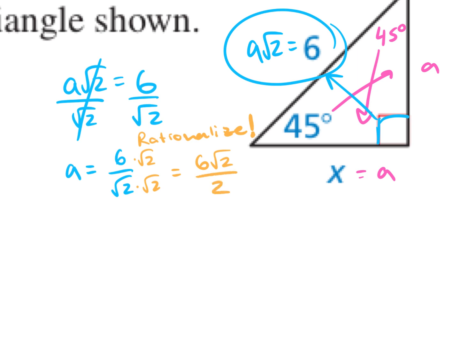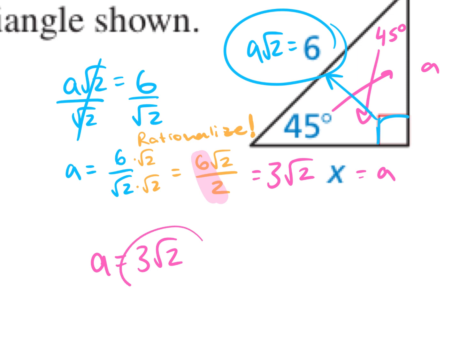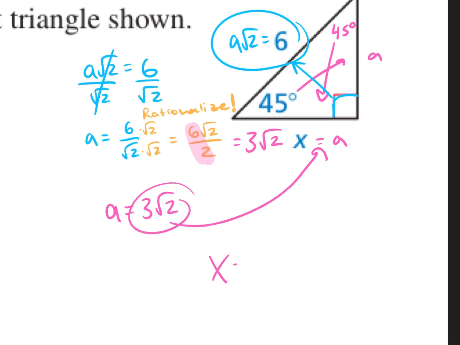Can I simplify this? Awesome. We can divide the 6 by 2, so that gives us 3 square root 2. So A is 3 square root 2. So we would take this, plug it into the A. So what does x equal? 3 square root 2.